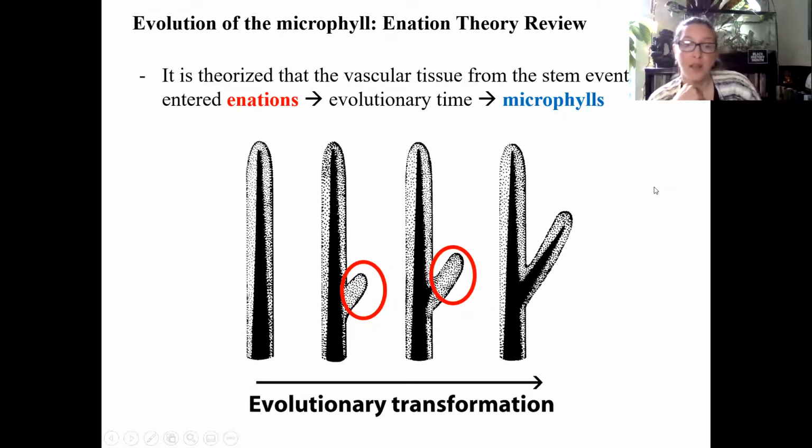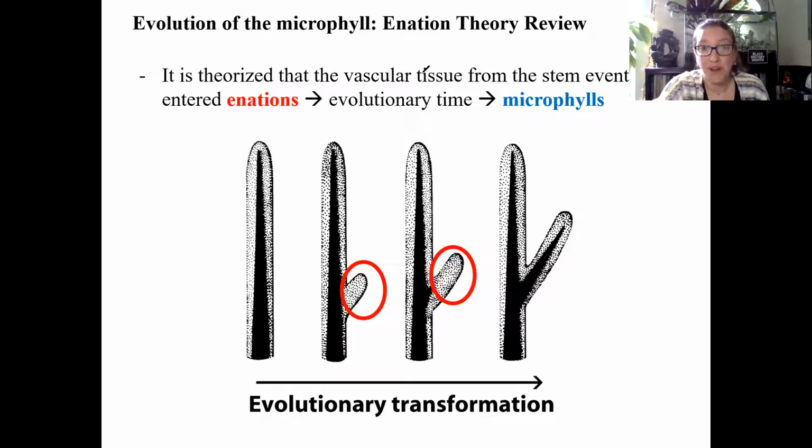So here you go. On the left is a photosynthetic stem with no leaves, obviously, but no enations either, right? Nothing, just a smooth stem, like we saw in Cooksonia and stuff like that. Eventually you start to get these little spikes, which we call enations. Notice though, the enations don't have any vascular tissue. This darker color is vascular tissue here, right? There's no vascular tissue in the enation. But eventually this vascular tissue starts to migrate in.